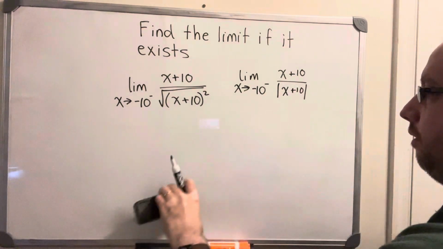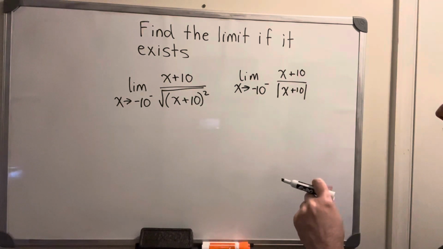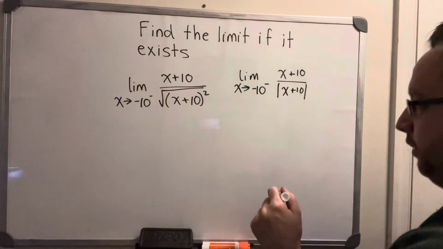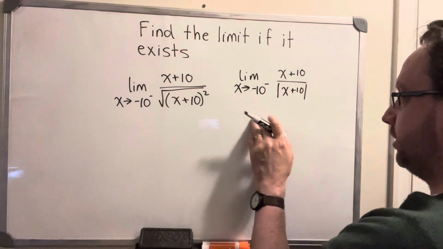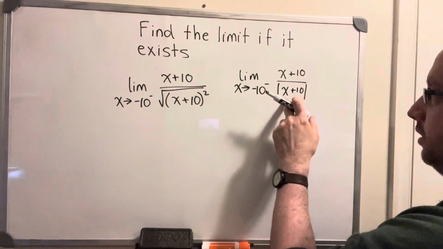Now, think about this function. What does this function look like? If you need to graph some points, what is a critical value for this function?